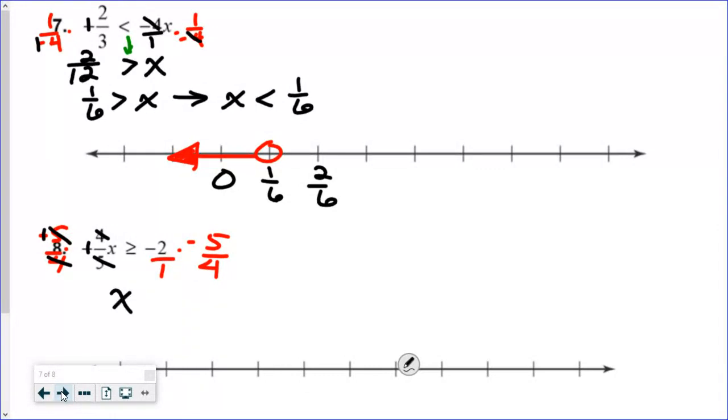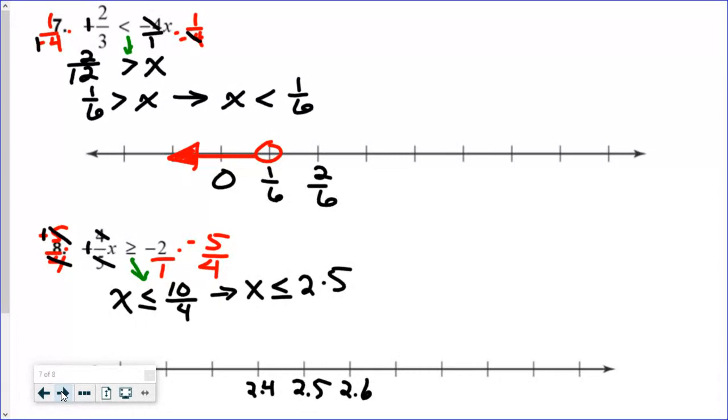Okay, did I multiply by a negative? Yes, so I do have to flip it. Top times the top, bottom times the bottom. That's also known as x is less than or equal to. If I want to go 10 divided by 4, if I want to change them to a decimal, I can. Variables on the left, but again, if the number in red was just a regular 5/4, I would not do this flipping of the sign. Okay, so this is 2.5, 2.4, 2.6, and then fill it in and go this way.